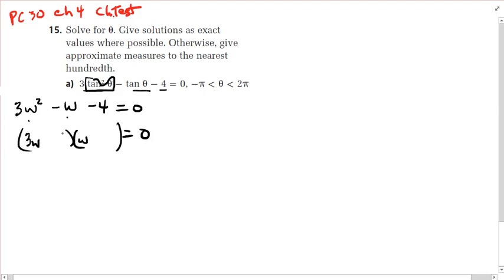So I'm going to suggest this. I'm going to suggest the 4 here and the 1 here. Why? Because 3 times 1 is 3. 4 times 1 is 4. So the difference between 3 and 4 is 1. That's how we're going to get the negative 1.